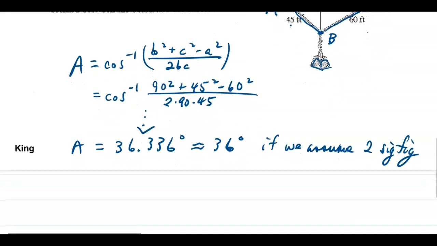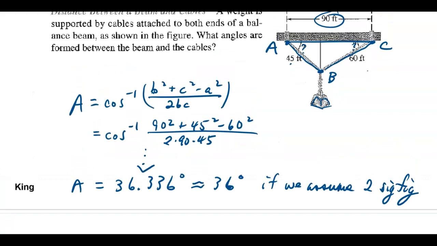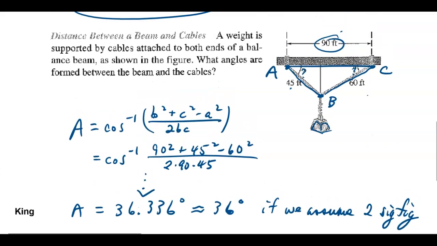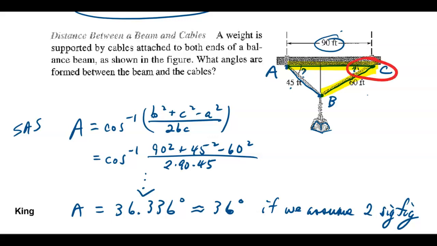Now we're still looking for one more angle, and we can use the law of cosines again. In that first example, of course, we used side angle side. And will we be doing side angle side again? Yes, we will, because we'll be going from this 90 feet length to this 60 feet length, and then the angle we're looking for is this angle C in here.